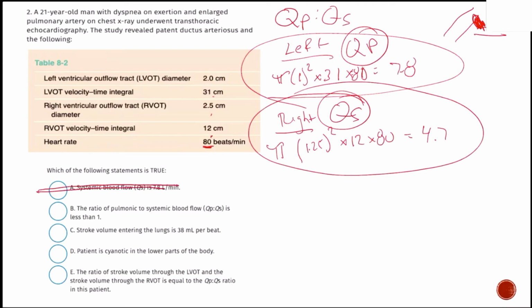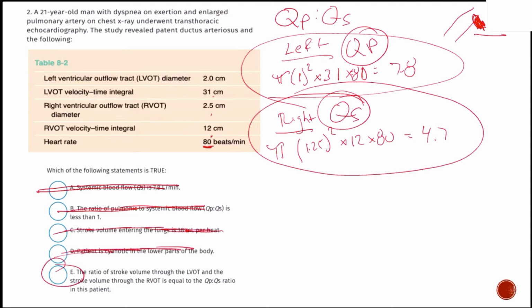The ratio of pulmonic to systolic blood flow is less than 1. No, right? Good. Stroke volume entering the lungs is 38 meters per. So all these questions are just seeing whether or not you flip the two. That's all they are, right? Because the stroke volume entering the systemic circulation is that. Patient is cyanotic in the lower parts. Is that what happens in a PDA? No. Okay, good.